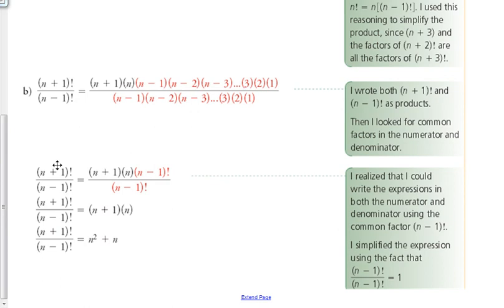So n plus 1 factorial divided by n minus 1 factorial is equal to n plus 1 times n times n minus 1 factorial divided by n minus 1 factorial. But if you look, these can actually cancel out. So n plus 1 factorial divided by n minus 1 factorial is then equal to n plus 1 times n. Then she distributed this in to get n squared plus n.